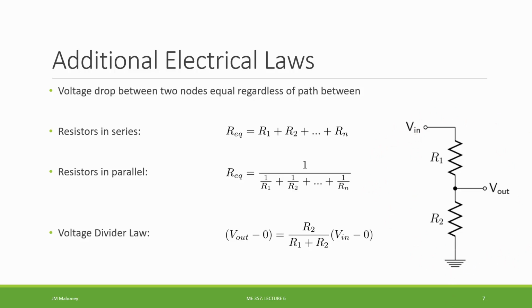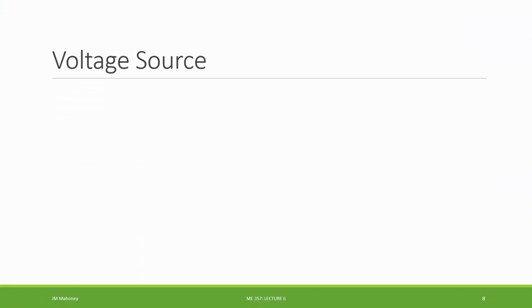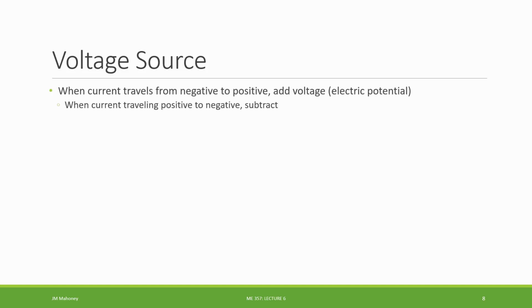We also are going to have typically some voltage source in the system, and we need to account for that when we are using Kirchhoff Voltage Law, or Kirchhoff Current Law if we were to have a current source, which we'll typically see less often in these electrical systems. So what we need to pay attention to is the direction that the current is traveling and then the polarity of our voltage source. If our current is traveling from the negative terminal to the positive terminal of a voltage source, we are going to add the voltage from that source, or the electric potential through that source.